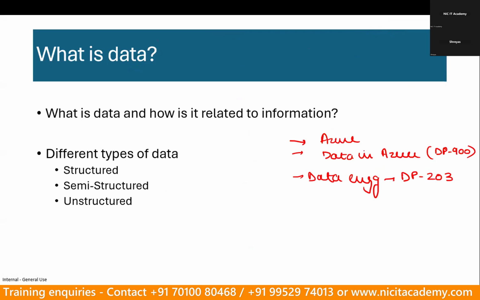All right. So I just want to talk to you about what is data. What do you understand by data? And if you are able to explain what is data to me, then you should also be able to explain how it is related to information. Anybody wants to take a guess or answer that question? So the question is very simple. What is the difference between data and information?